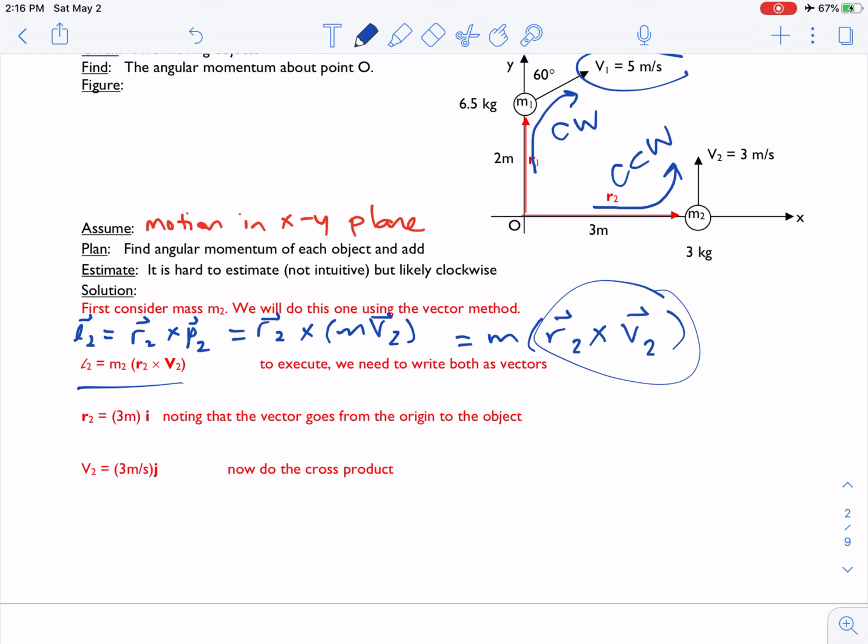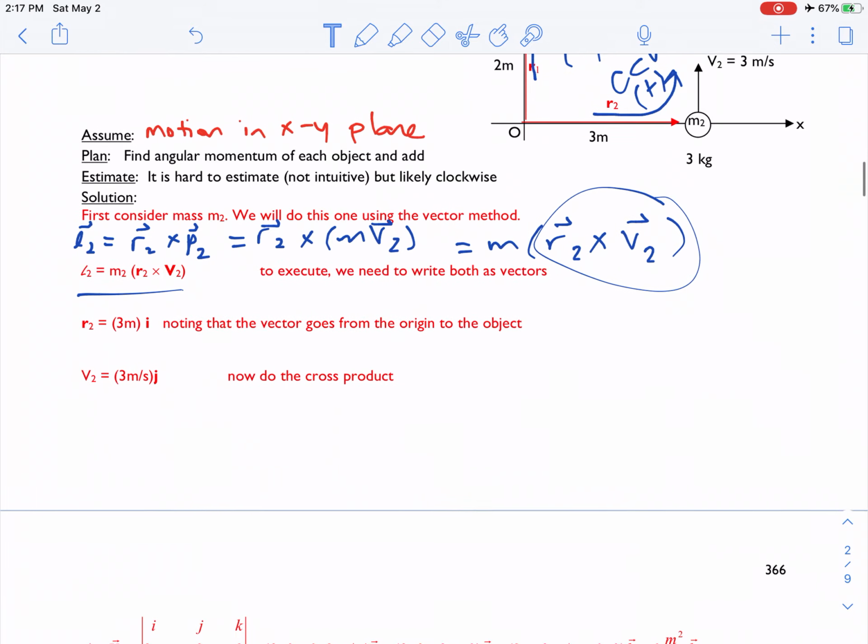That's what counterclockwise tells you. This is positive, this is negative. Okay, but instead of doing that, we are going to write the vectors in unit vector notation, and then we're going to put things together and do a determinant to figure out L2. So we're doing it a long way, but it's a good practice.